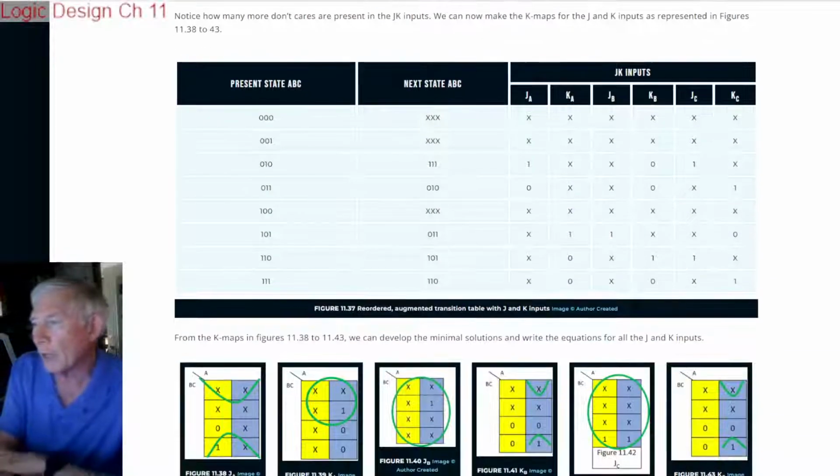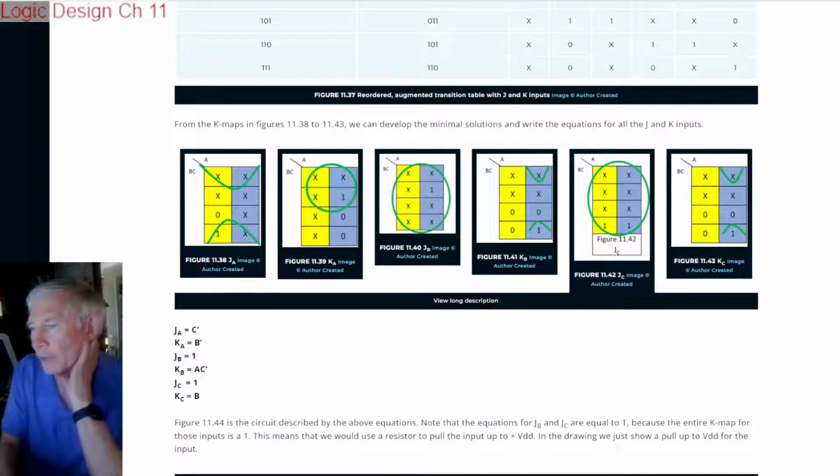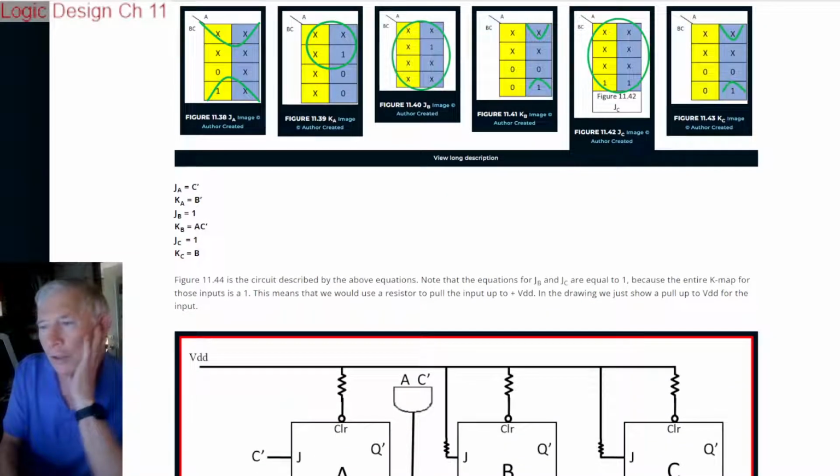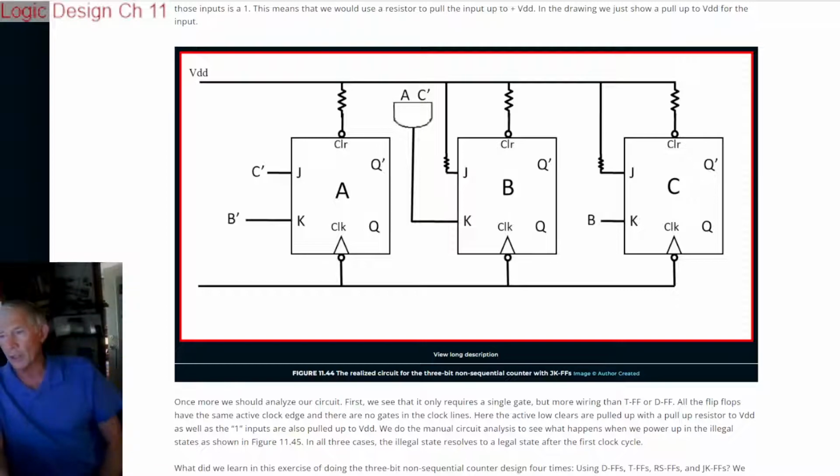All right, so now we have, again, 6 columns, because we have a JA and a KA, a JB and a KB, and a JC and a KC. 2 inputs for every flip-flop. We have 6 K-maps. And notice these are even simpler than our RS because we have more don't cares. C prime and B prime in here, AC prime in here, and, I'm sorry, J pulled up to constant 1. Here J is a constant 1 and K is a B. And that's all there is to it. We just have constants into here.